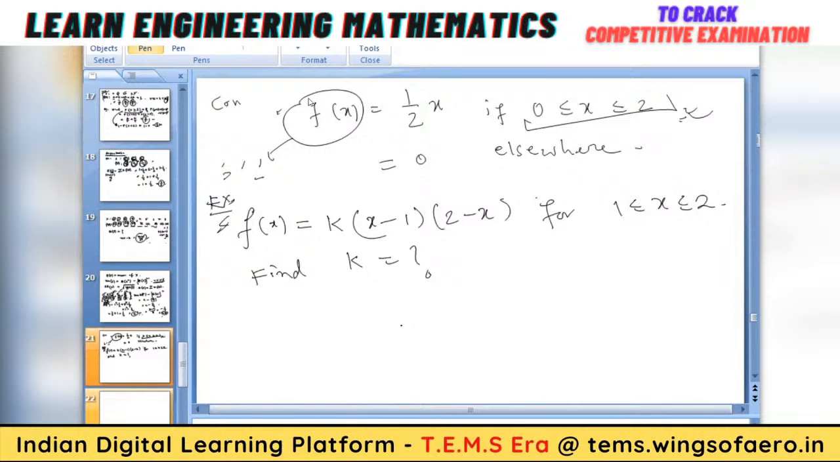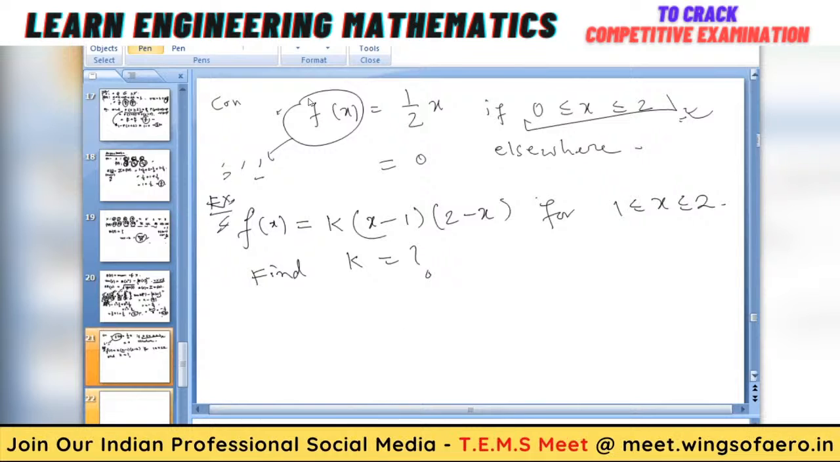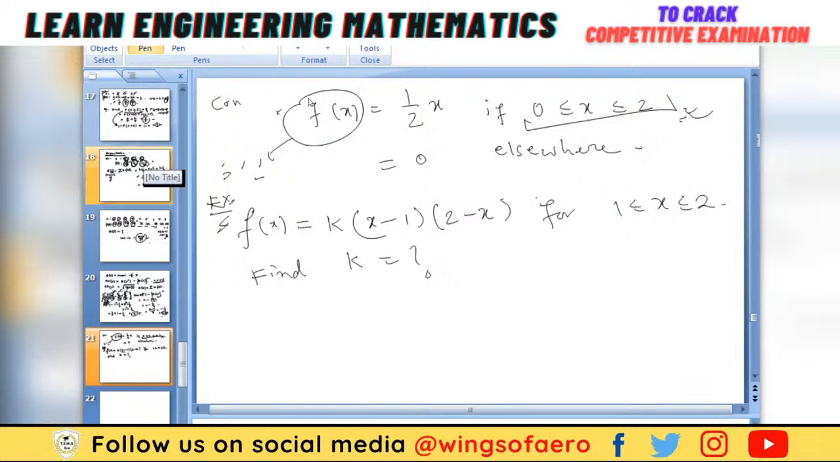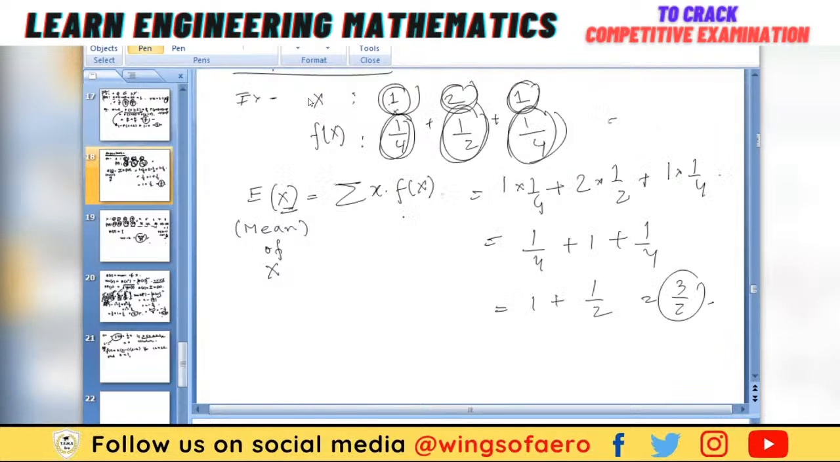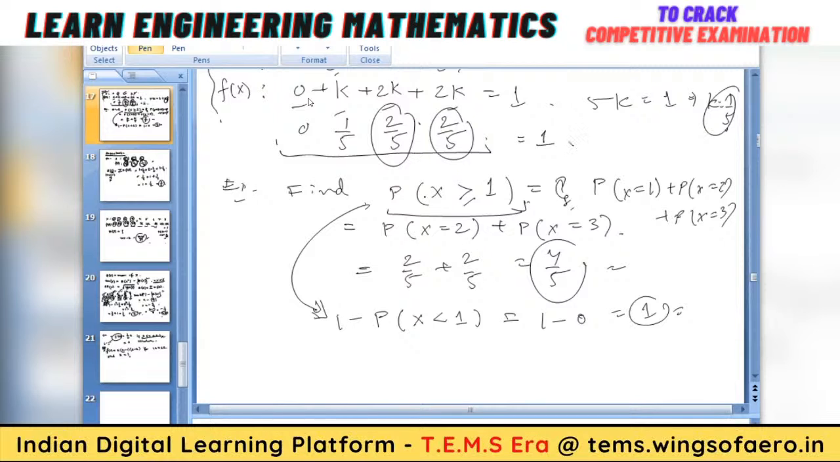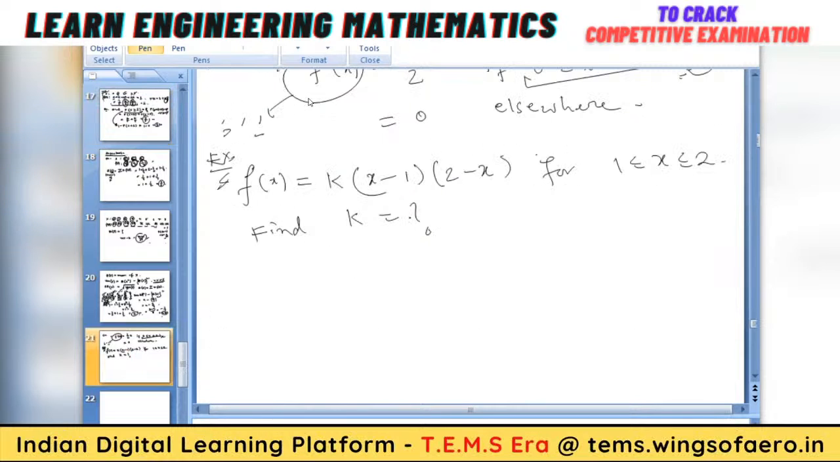Yes, exactly. K is equal to 6. Exactly. Now, what I told in the last class, that is, if I add all probabilities, that should be equal to 1. But here in this case, because this is a function, we can't add anything.